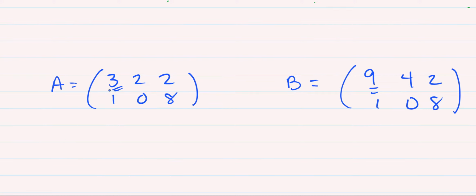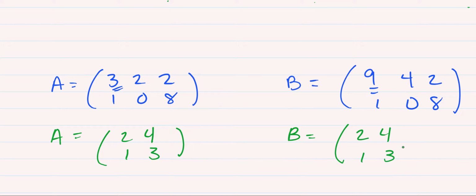So you could say something like A is equal to 2, 4, 1, 3. B is equal to 2, 4, 1, 3, 0, 0. These matrices are not equal. Although we have the same entries, 2, 1, 4, 3, these matrices are not the same size. This is a 2 by 2 matrix, 2 rows, 2 columns, and this is a 2 by 3 matrix. They have to have the same size, and you can see that this 0, 0 does not appear over here in this matrix, so they're not equal.